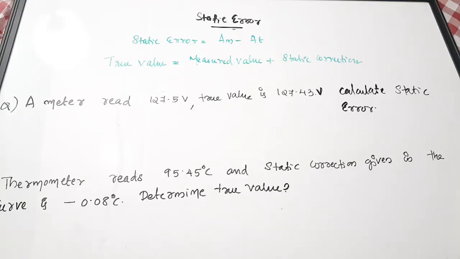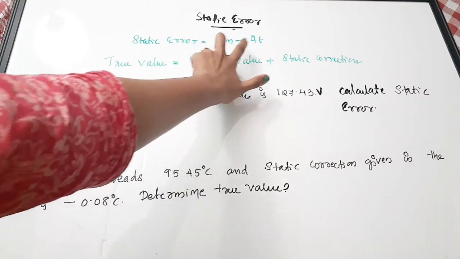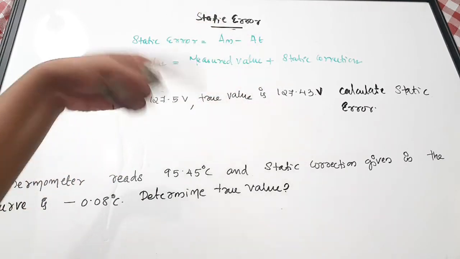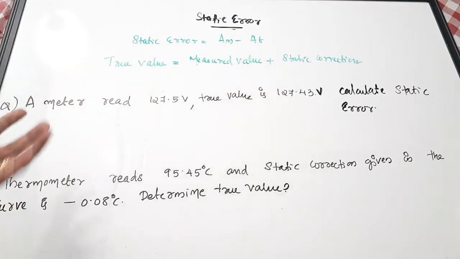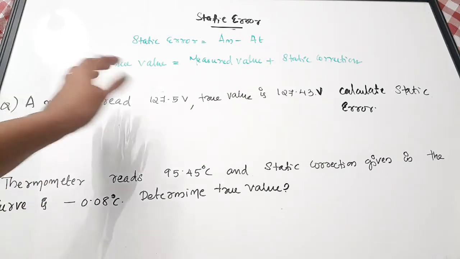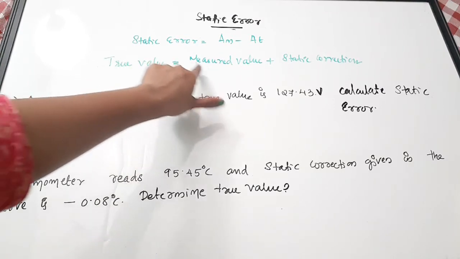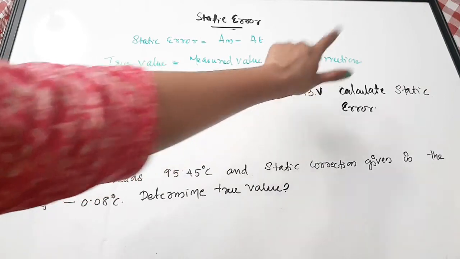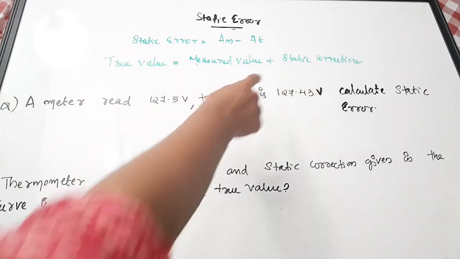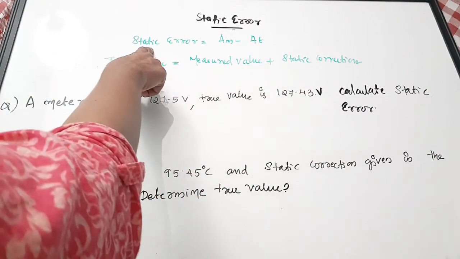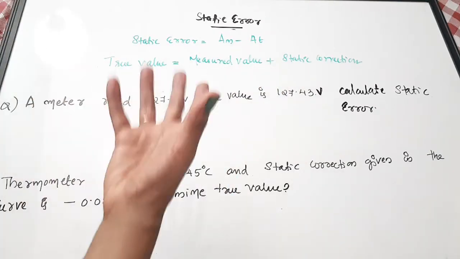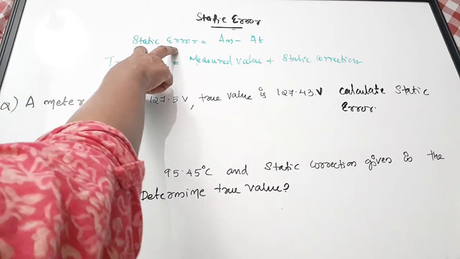The first type of error that we are going to see is static error. Static error is defined as static error equals AM minus AT, where AM is the measured value and AT is the true value. So it is the difference between the measured value and the true value. Now the true value can be defined as true value equals measured value plus static correction. This static correction is the negative of your static error.